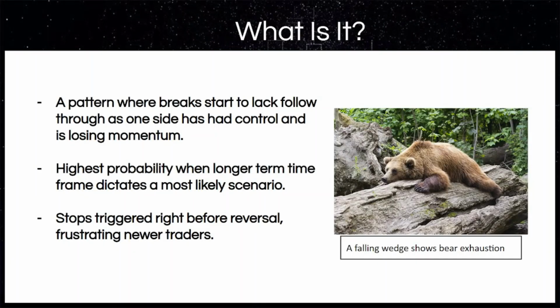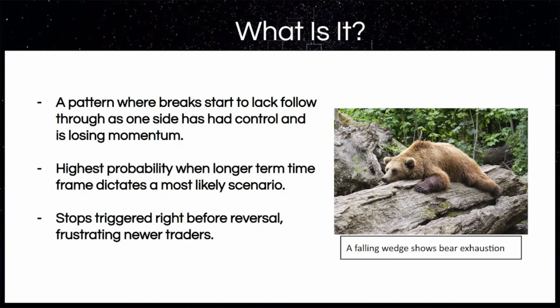So what is a wedge? A wedge is a pattern where the breaks start to lack follow through as one side that has had control starts to lose momentum. So a rising wedge has bull breaks that lack follow through, straight into consolidation when we break bull, and a falling wedge has bear breaks that bounce right after the bear break takes place, showing a lack of follow through. And it's an exhaustion pattern.